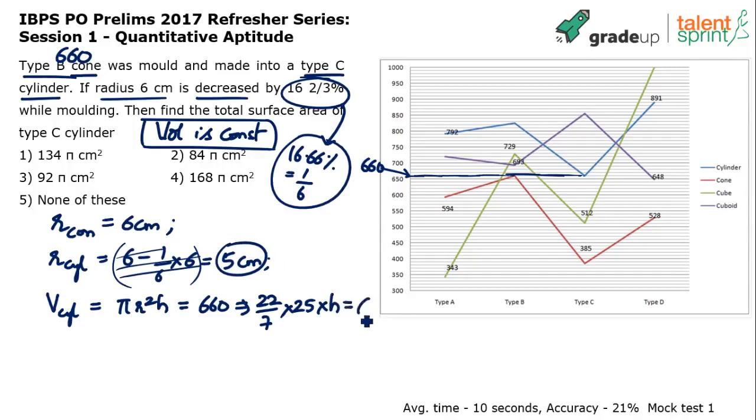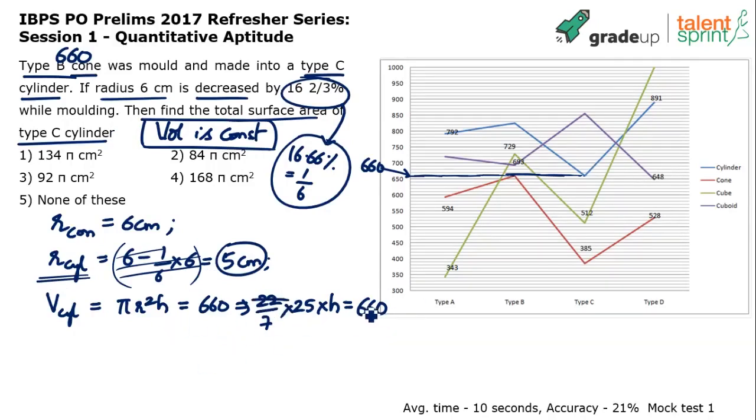So what are we trying to do? We are trying to find out the height first. See, we want the total surface area of type C cylinder. You know that the total surface area of a cylinder is 2 pi r into r plus h. You should know all these basics, right? Now for us to find the total surface area, I should know the radius and the height. Radius we have already calculated, radius of cylinder 5. Now we are trying to calculate the height based on the other values given there.